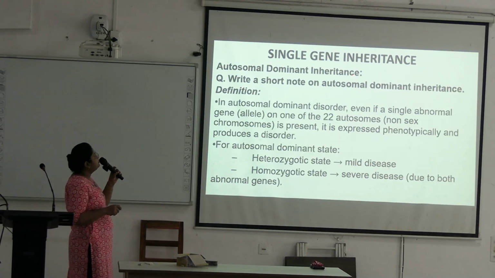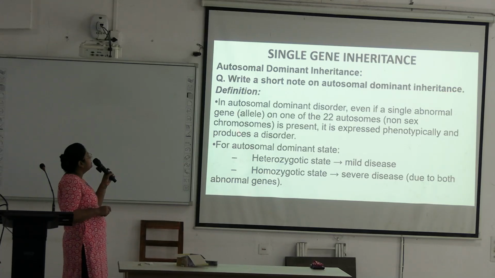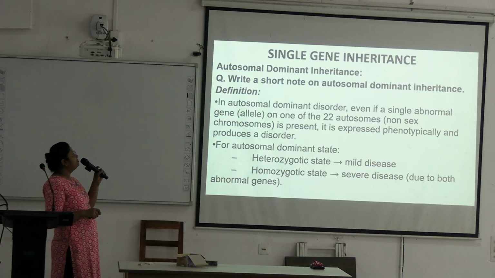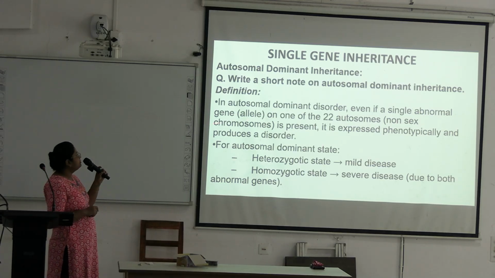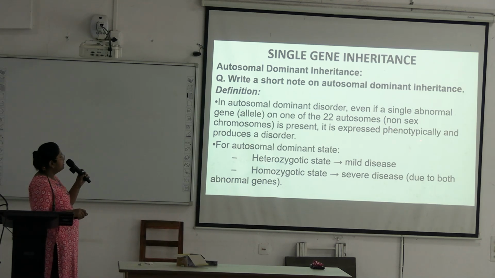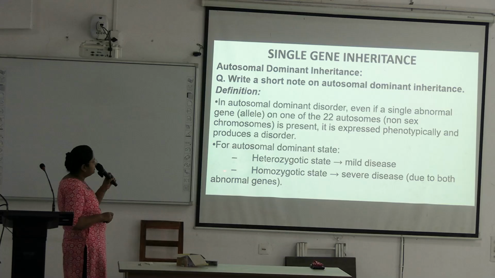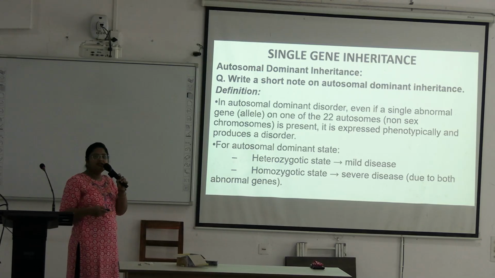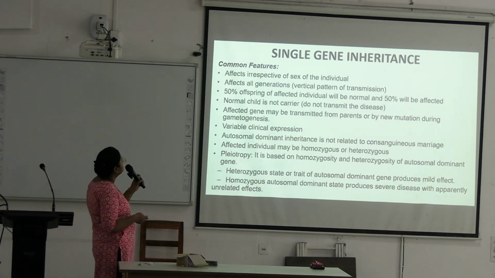What is autosomal dominant inheritance? In an autosomal dominant disorder, even if a single abnormal gene or allele on one of the 22 autosomes, these are non-sex chromosomes, is present, it is expressed phenotypically and produces a disorder. In the autosomal dominant heterozygous state, there will be mild disease. In the homozygous state, there will be severe disease, due to both abnormal genes.